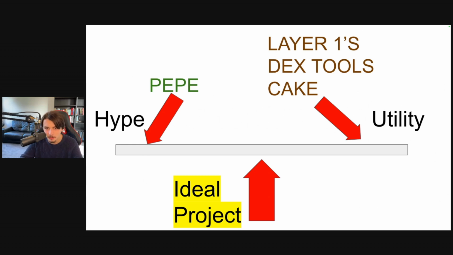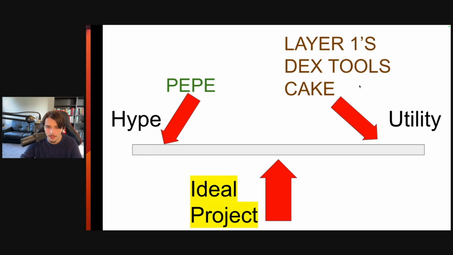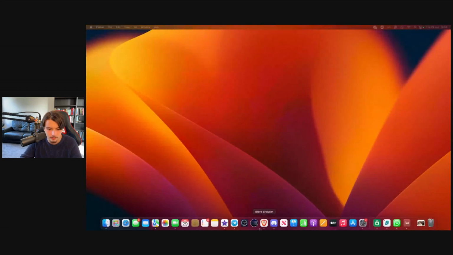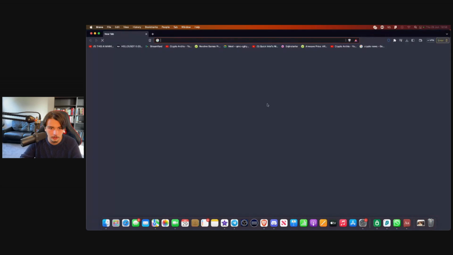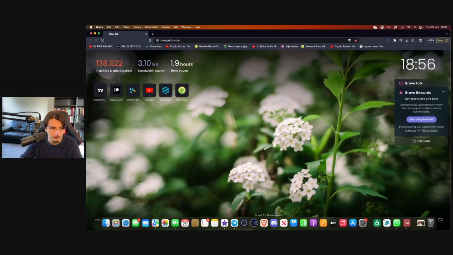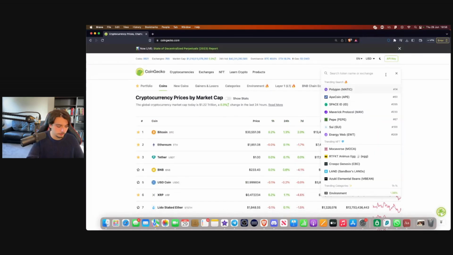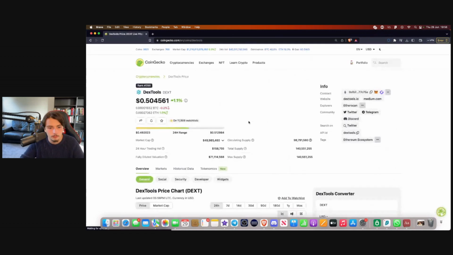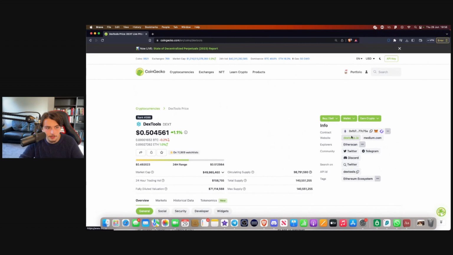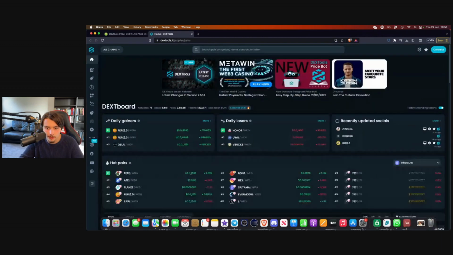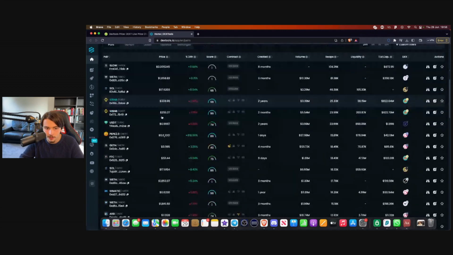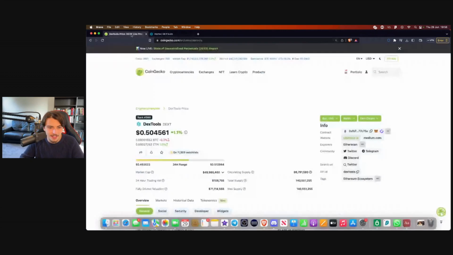Projects like Dex Tools token, right? If you don't know what Dex Tools token is, I'll show you right now. So this is Dex Tools. It's basically a cryptocurrency website slash hub. You can do all sorts of things on here. It's really good for looking at altcoins. And they have a token.